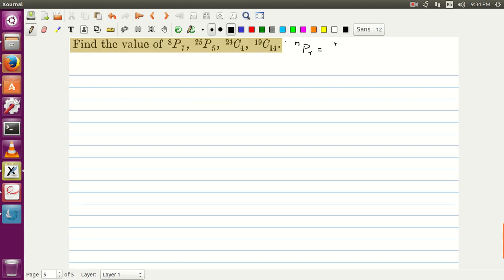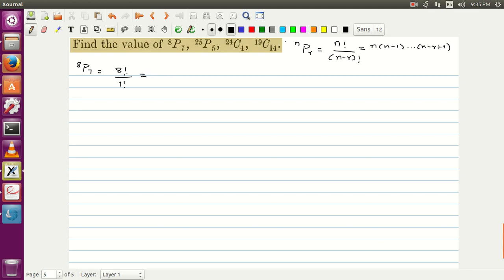is equal to factorial n divided by factorial n minus r, and this can also be written as n times n minus 1 times all the way to n minus r plus 1. That is, there will be a total of r number of terms over here. So what is 8P7 going to be? 8P7 will be 8 factorial divided by 8 minus 7 factorial, which will be 1 factorial.